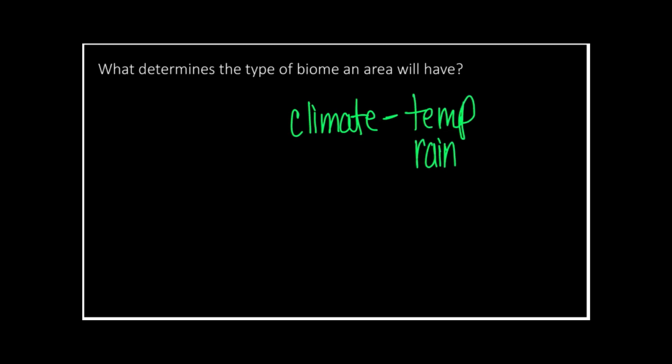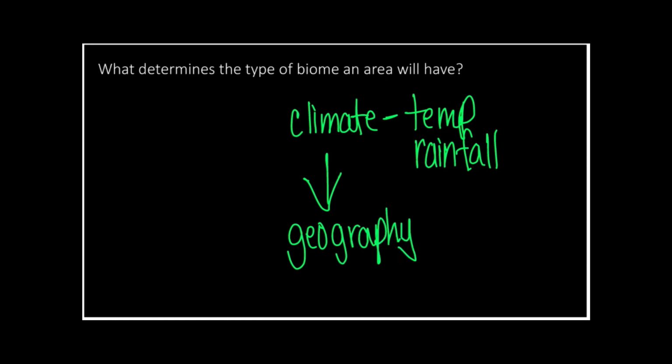So what determines the type of biome? We talked about that. It's the climate, and your climate is your temp and your rainfall. And what determines your climate? Your geography, where you're located on the planet.